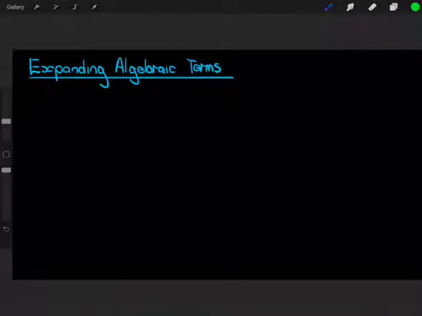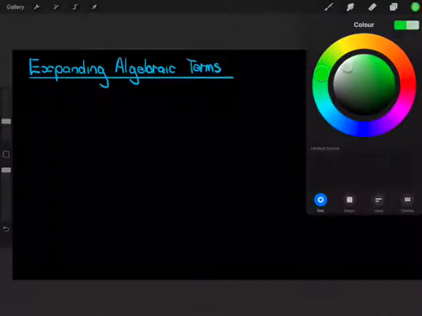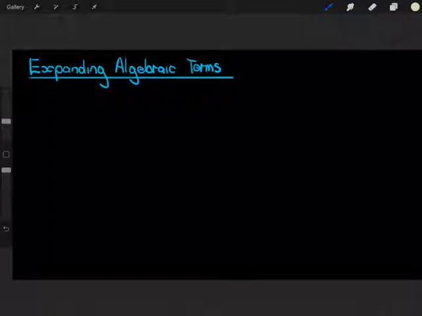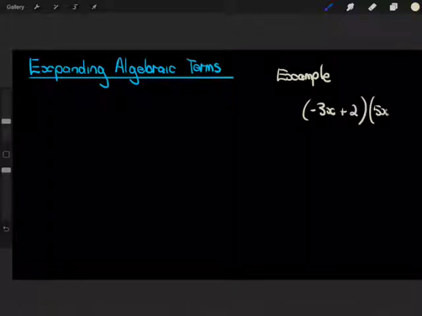Okay, now here's an alternative method or another way of visualizing the FOIL method if you have to expand a term. So let's look at an example. Let's say we wanted to expand the term. Here's our example. We've got the expression negative 3x plus 2 times 5x minus 8. And we wish to expand that.